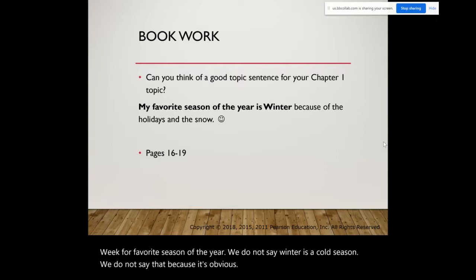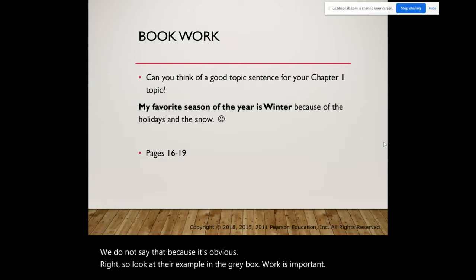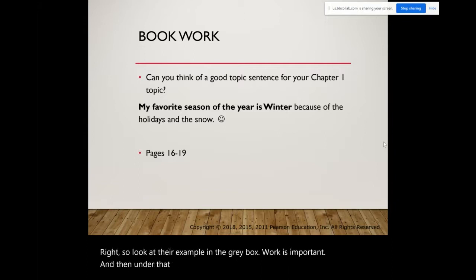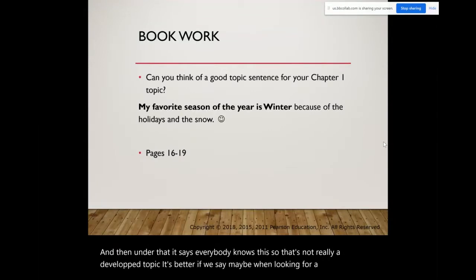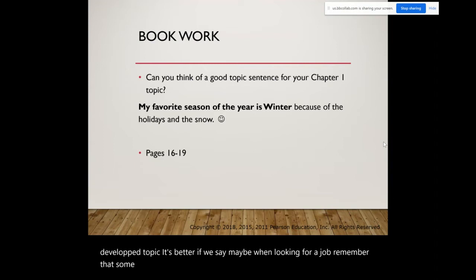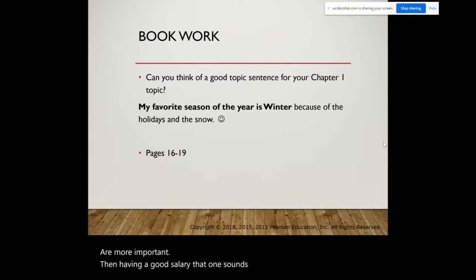Right? So look at their example in the gray box. "Work is important." And then under that it says everybody knows this. So that's not really a developed topic. It's better if we say maybe "When looking for a job, remember that some factors," circle that there, "some factors are more important than having a good salary." Ooh, that one sounds better and it's focused a lot better. When I circled "some factors," is that the topic or is that the controlling idea?